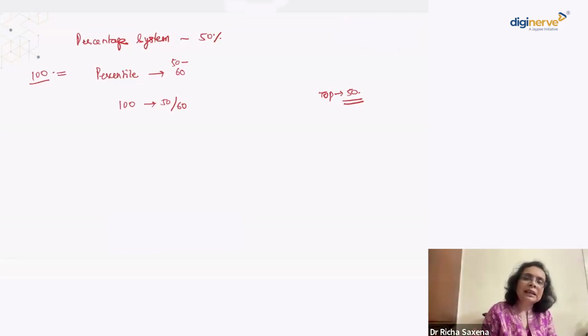So then they'll set the percentile as 50. So top 50 they'll take from us also. So they don't follow the percentage system per se, they follow the percentile system. So that is something which you need to remember. Then there is a question saying difference between parametric and non-parametric tests.